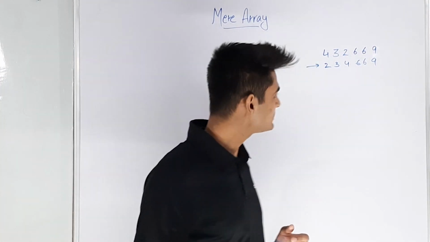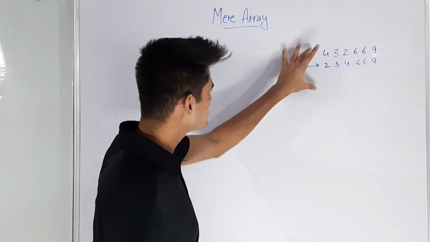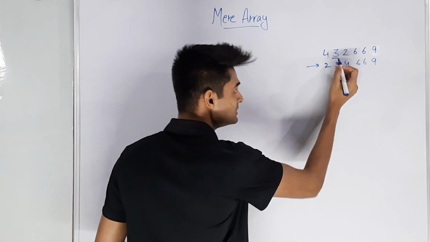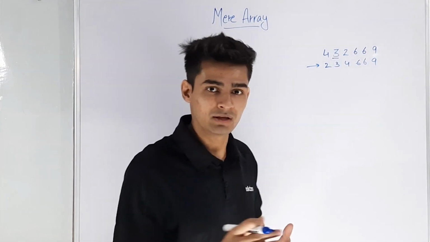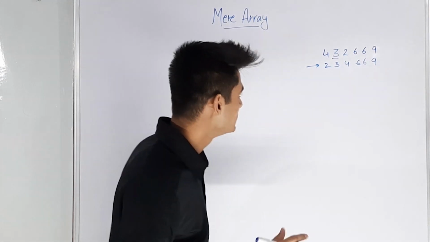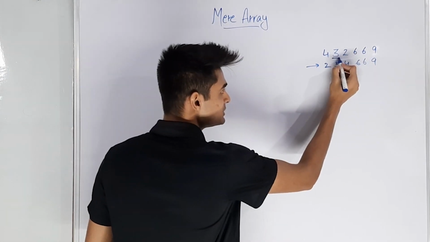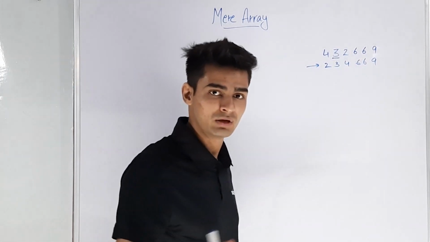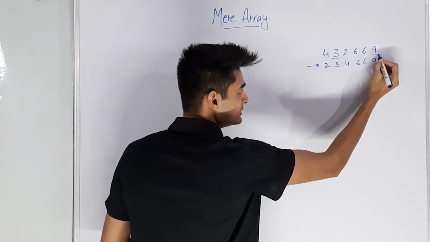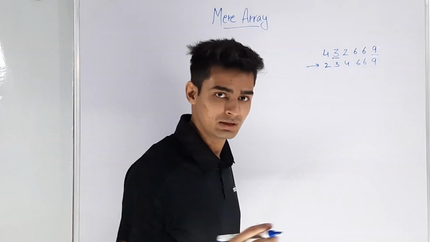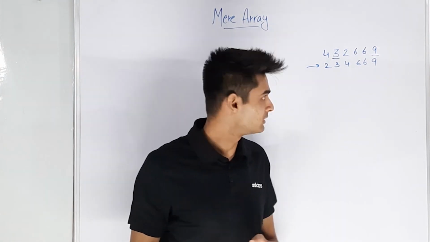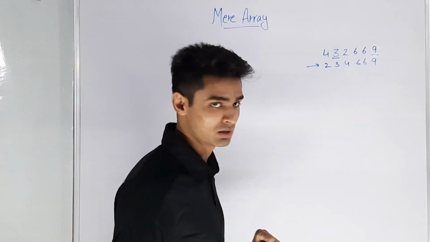Now, let's try to analyze this example. The minimum element is 2, and this 3 is not divisible by 2. Therefore, there is no way this 3 is going to make a GCD of 2 with any element. So this 3 will always stay at this position, and there is no way we can replace it with any other value. Likewise, we can say the same for 9. Since 9 is not divisible by 2, there is no way this 9 will be able to make a GCD of 2 with any element, and this 9 will always stay at this particular position.